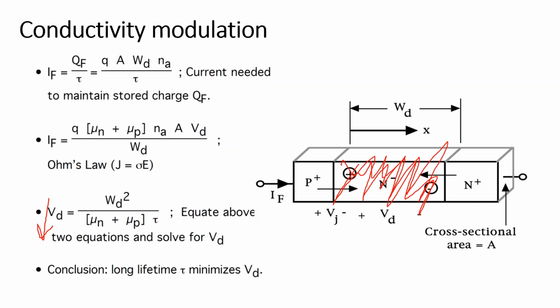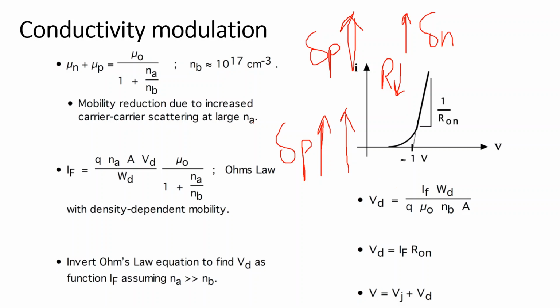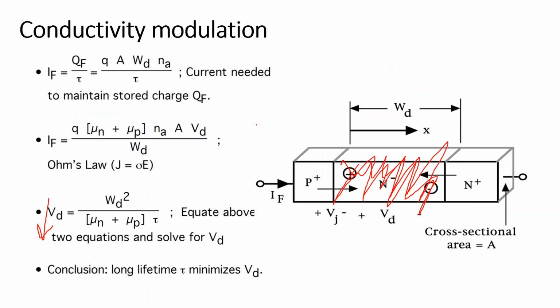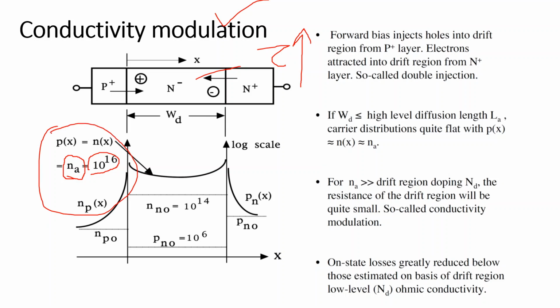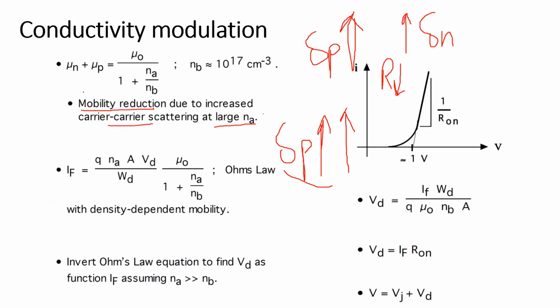So if too many charges are filled in this region, they will start to collide with each other, and they will also start to collide with the crystal structure. Because of which some of them start recombining in the n minus region. So the mobility starts to reduce at very high currents. So mobility is reduced due to increased carrier scattering when Na is large. Na large means when this value is large. So mobilities can be written in terms of Na like this.